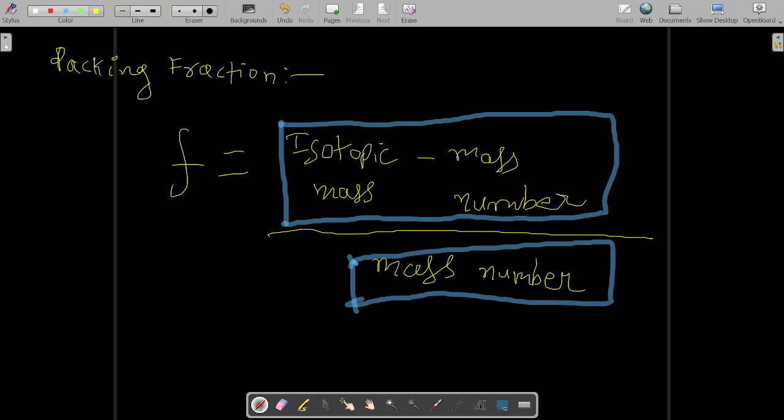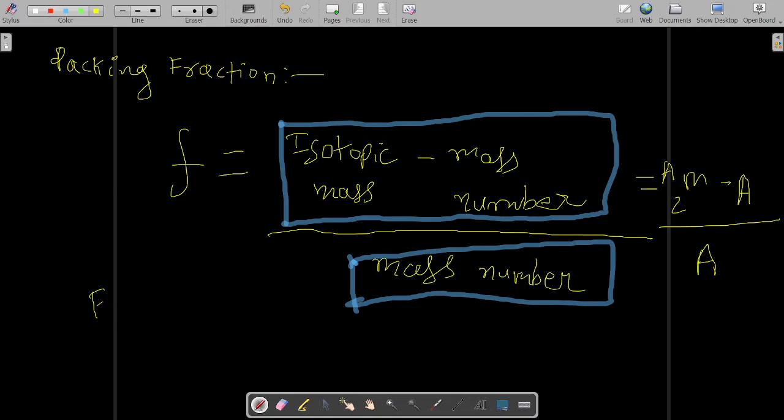Let me give you an example of this. Symbolically it will be represented something like this: M_Z^A is the isotopic mass, and A is your mass number, divided by the mass number. So this is basically the symbolic representation.